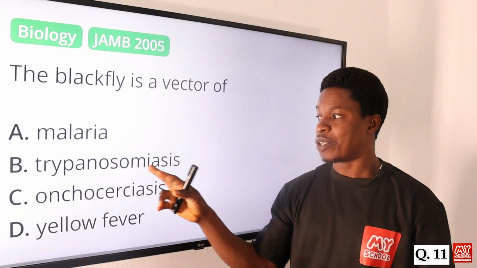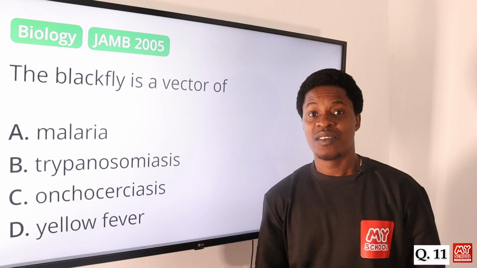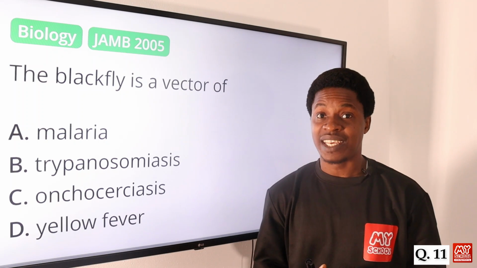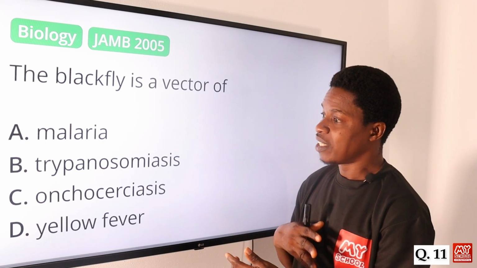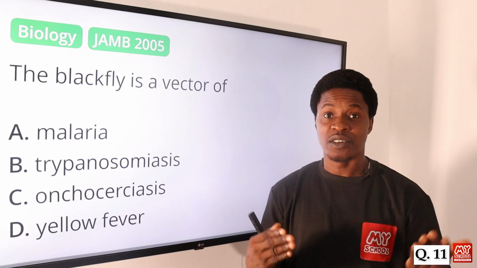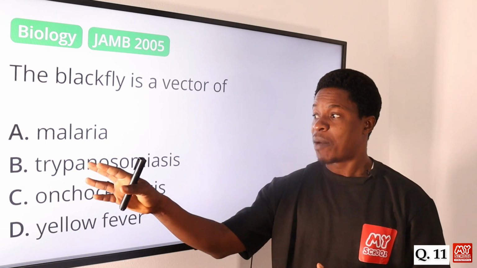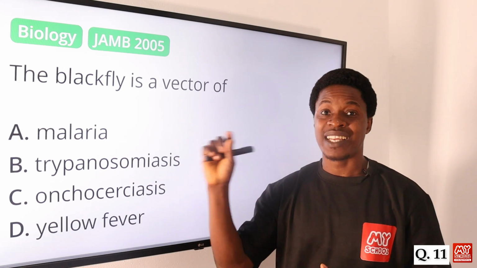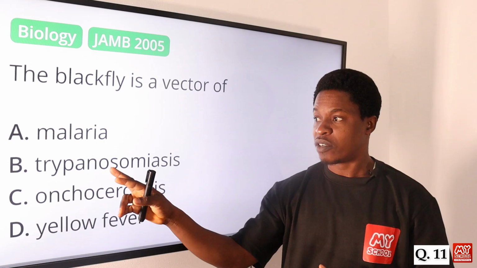Option B says trypanosomiasis. Trypanosomiasis is said to be the sleeping sickness. You get it when you are bitten by an infected tsetse fly, and the organism or animal usually affected is found in the northern part of the country where cattle are reared. So trypanosomiasis is actually caused by the tsetse fly, not the black fly. So option B is not correct.